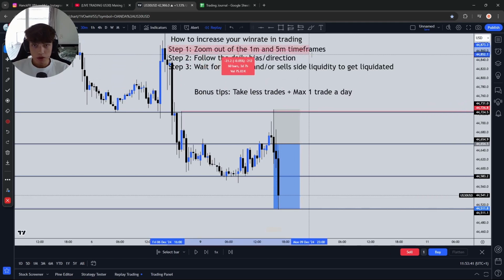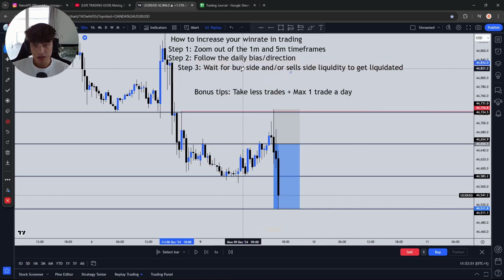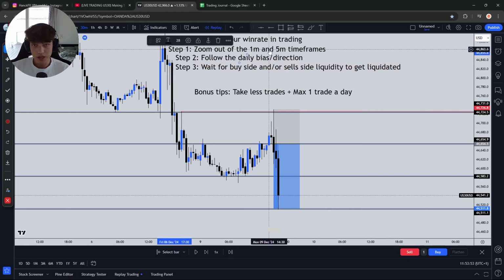So step number 1, zoom out of the smaller time frames to get into the higher time frames. Follow the daily direction and wait for buy side or sell side liquidity to get liquidated, and then take advantage of that move, continuing in the overall direction, right?